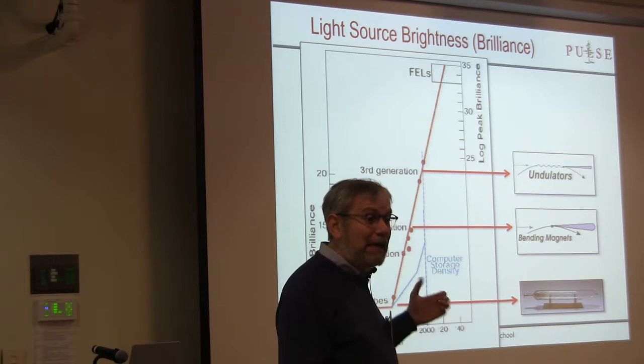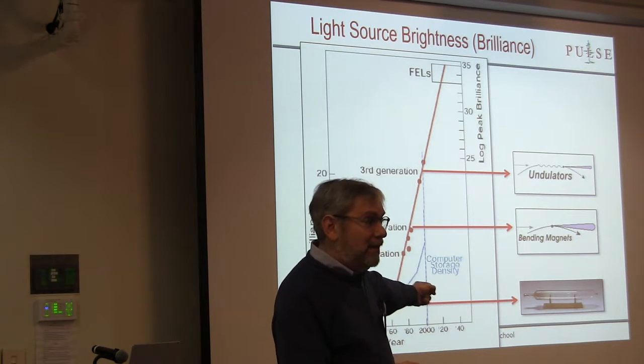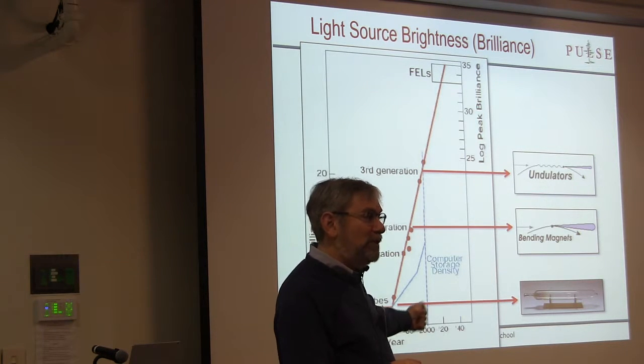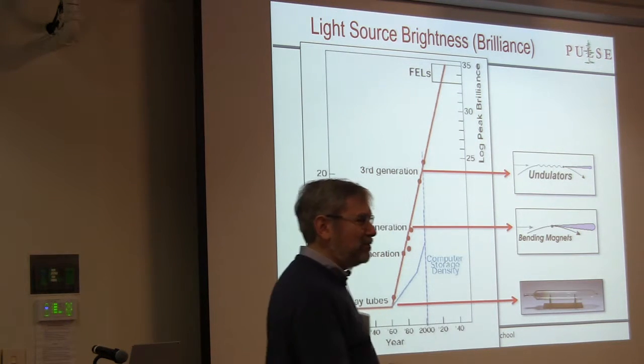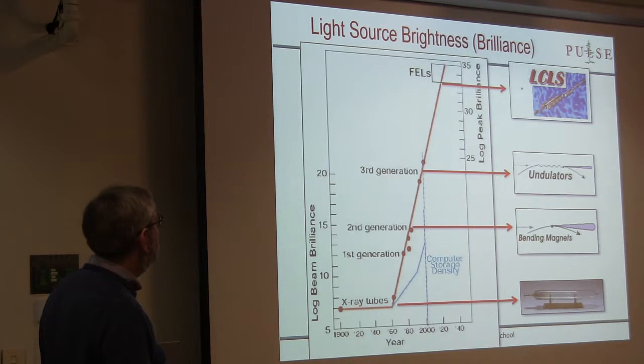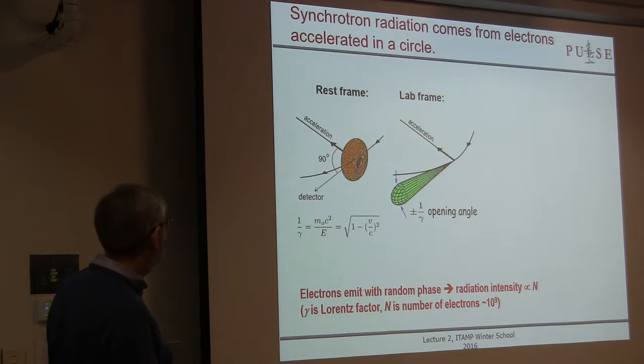So they went from forbidding SLAC scientists like Herman Winick to put wigglers in the storage ring to insisting that they put wigglers in the storage ring overnight. So we went from wigglers to undulators and then finally to FELs. 10 orders of magnitude between the third and the fourth generation, sometimes called a factor of 1 billion, which sort of underestimates it, but okay.